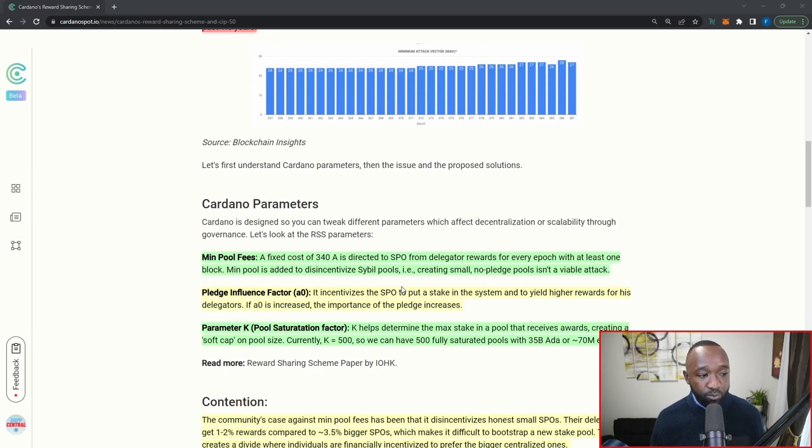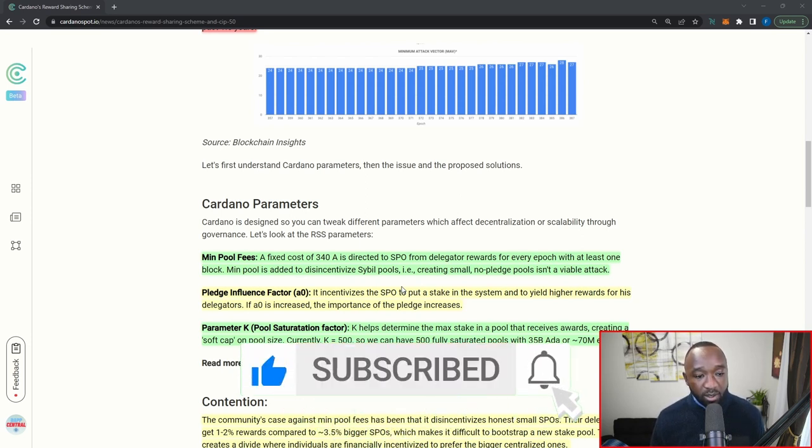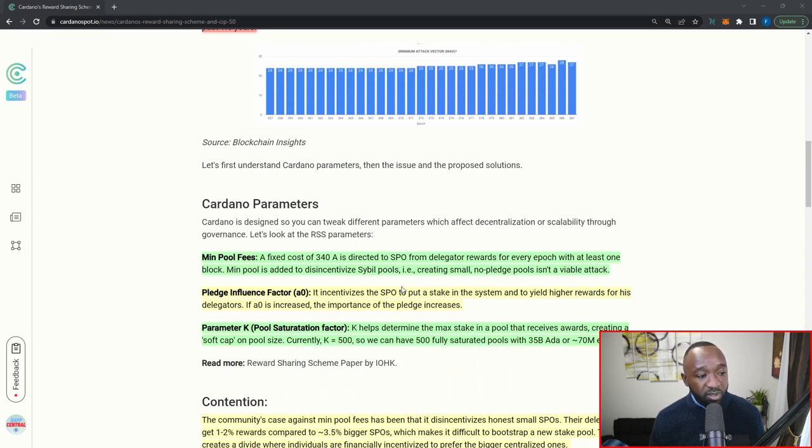So we've got the min pool fee, the pledge influence factor, and the pool saturation factor. Starting at the very top with the min pool fee, that's a fixed cost of 340 ADA that is directed to SPOs or stake pool operators from delegator rewards for each epoch with at least one block. So if a stake pool, which is relatively small, has a single block that they mint throughout the entire epoch, 340 of that will go directly to the SPO, with the remainder going to the delegators.